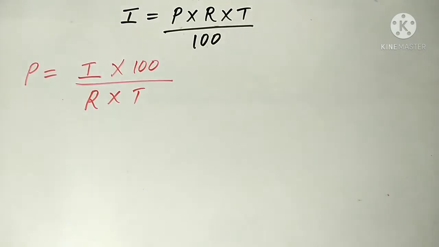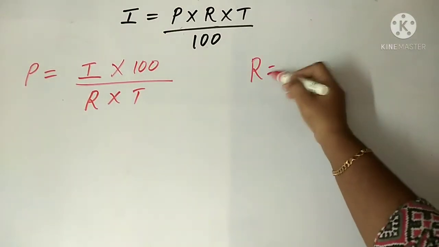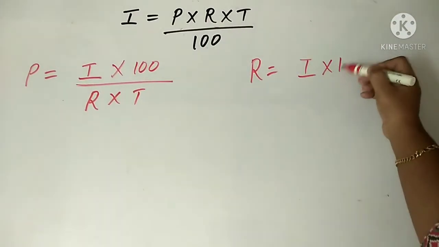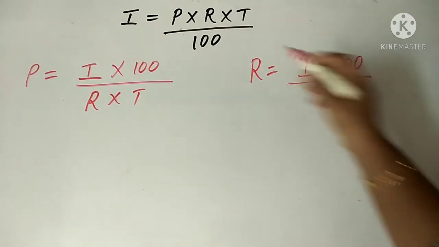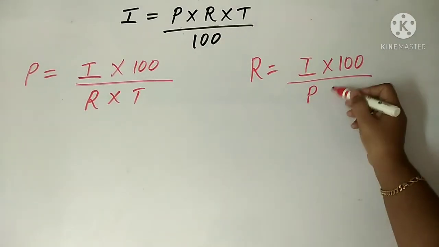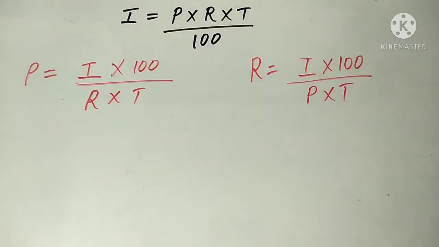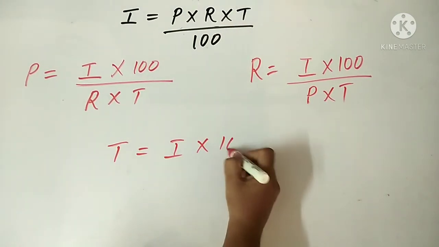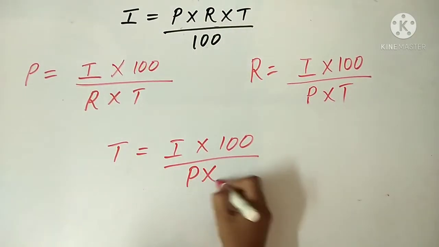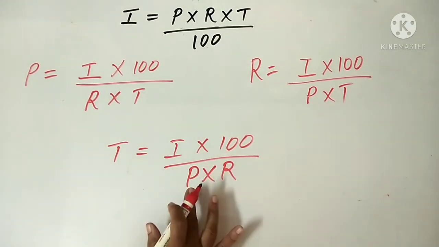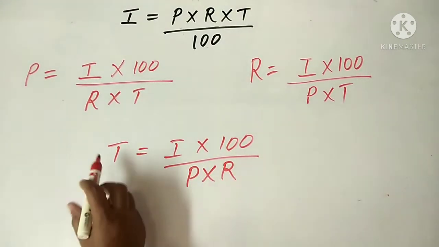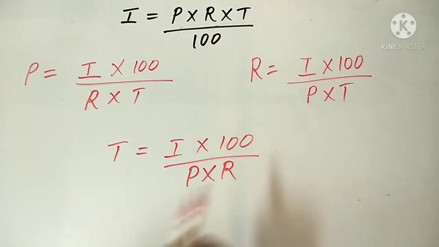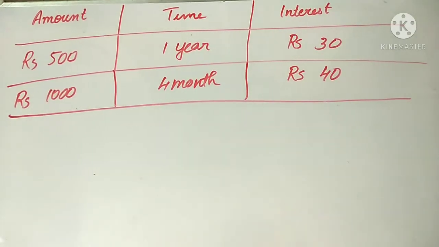Same way we can find the rate. Rate is equal to interest, take this 100 to the other side, so it becomes into 100 by, what else is there? P into T. Same way we can find time. Time is equal to I into 100 by P into R. So when interest, principal amount and rate are given, we can find the time by calculating I into 100 by P into R.